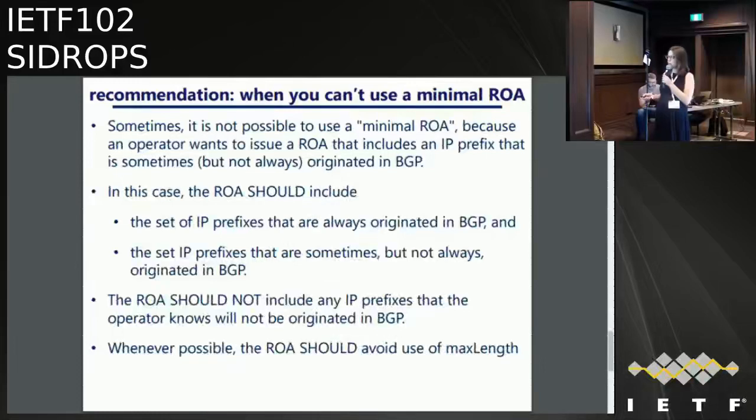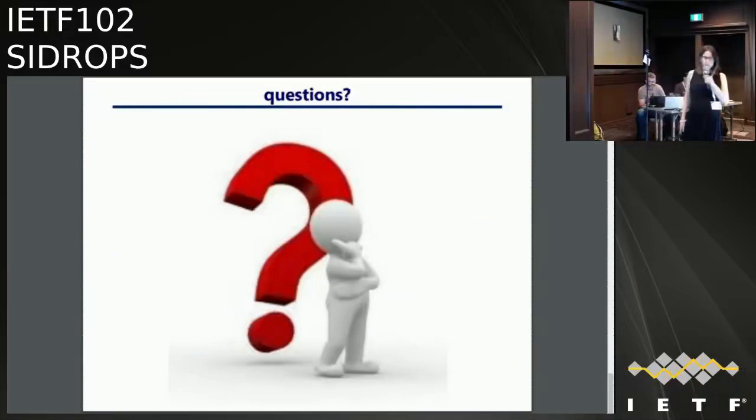The ROA should not include any IP prefixes that will not be originated in BGP, and again, avoid the use of max length whenever you can. Okay, so it's a pretty simple draft. We just outline the attack, outline the recommendations, and we hope that this will limit misconfigurations in the RPKI. And that's it. Thanks.